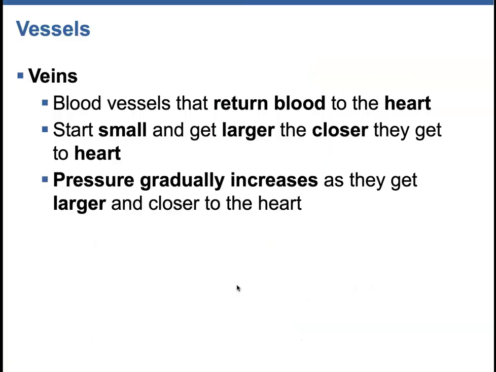Then veins themselves, their definition is that they return blood to the heart. And the way they work is they come off the capillary beds, and they start very, very small and then increase in size the closer they get to the heart. And as the size goes up, the pressure also gradually increases the larger they get to the heart. So the vena cavas are going to be the vessels that have the largest pressure in terms of venous pressure and returning the blood back to the heart.